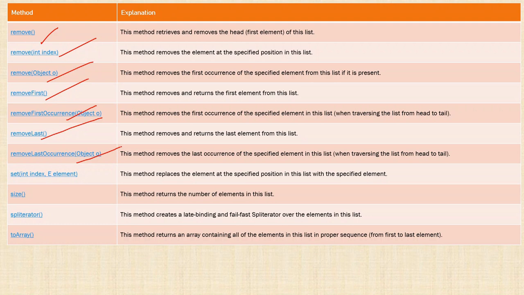And set, here you can set an object index wise, at the index. This method replaces the element at the specified position in this list with the specified element. So that means it will replace. And size, to get the size of the linked list. And spliterator, this method creates a late-binding and fail-fast spliterator over the elements in this list. And toArray, this method returns an array containing all the elements in this list in proper sequence.